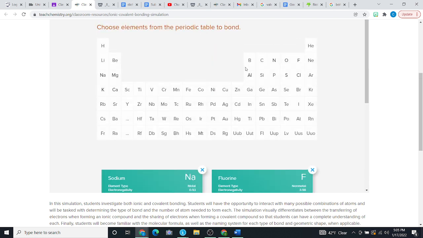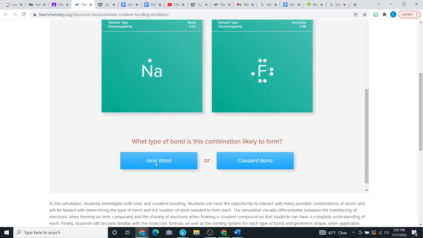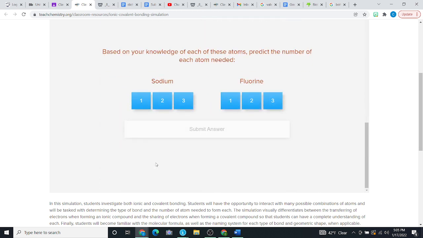Well, on our periodic tables, I told you, and on the big one up by my desk, my computer, there's a red line that zigzags down like a stair step. If it is a metal, something on this side, and a non-metal, like sodium and fluorine, it is going to be an ionic bond. So I'm going to click ionic. And if you get it wrong, obviously it'll tell you that you got it wrong. You need to click on ionic.